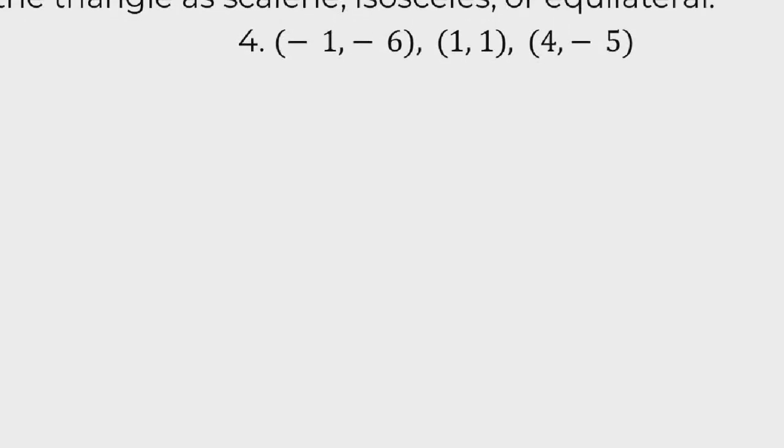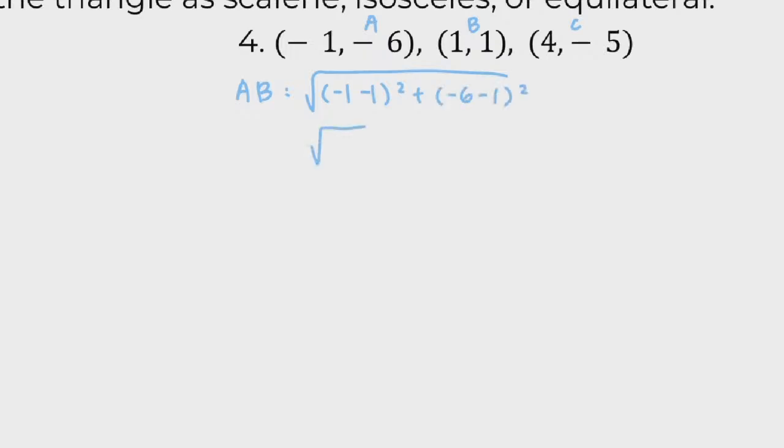Here's our next triangle. So again, I'm just going to letter them or name them A, B, and C just to keep things a little more organized. So for AB, that's going to be the square root of -1 minus 1 squared plus -6 minus 1 squared. So that's -2 squared plus -7 squared. That's going to be 4 plus 49, which is the square root of 53.